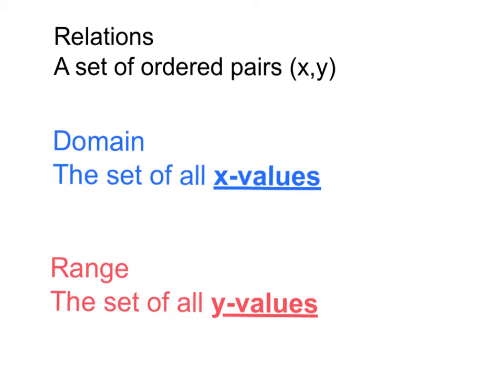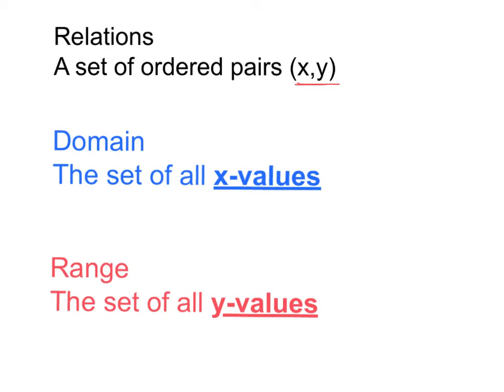In this lesson, we're going to talk about relations. Relations are just a set of ordered pairs. An ordered pair is always x, comma, y, just like it says right here. A domain is going to be the set of all the x values. So all of the x numbers in the ordered pairs are going to be called the domain. The range is the set of all the y values.